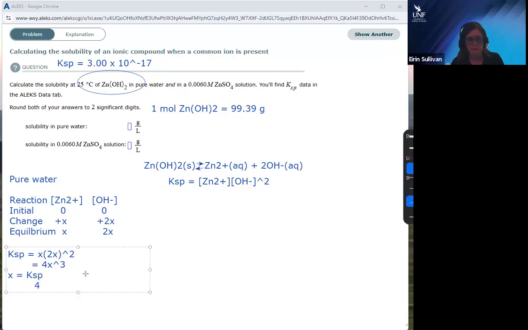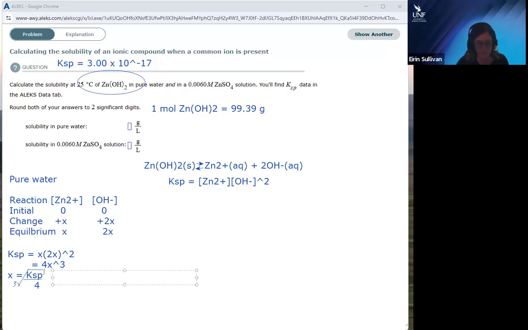And that'll be the cube root, so I'm going to have to try and do a little 3. Or you can just do it to the power of a third. That worked out okay. And of course, KSP, we can look it up. That is 3 times 10 to the power of minus 17. So that gives me a value of x of 1.945 times 10 to the power of minus 4, and that is in moles per liter.